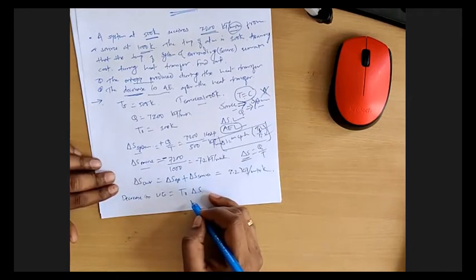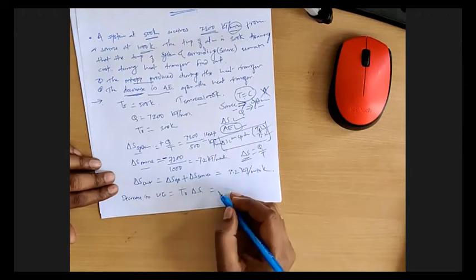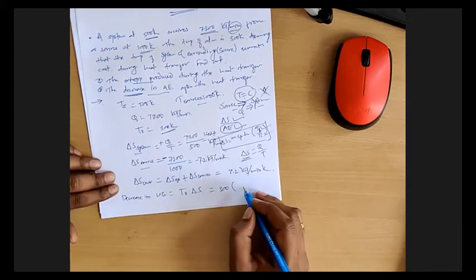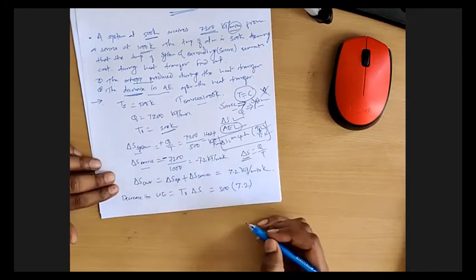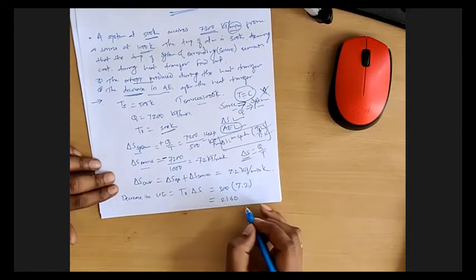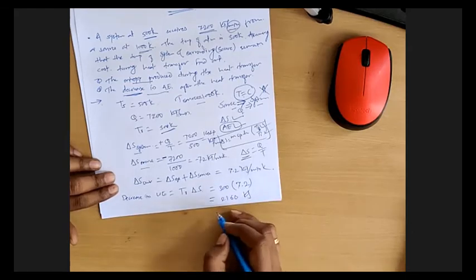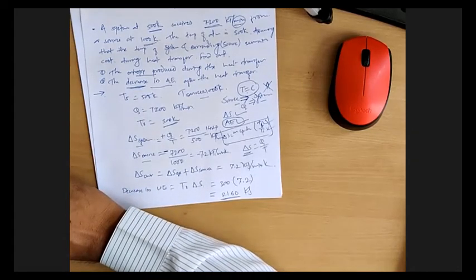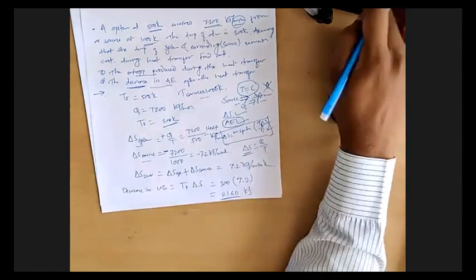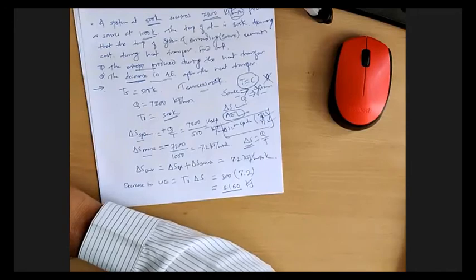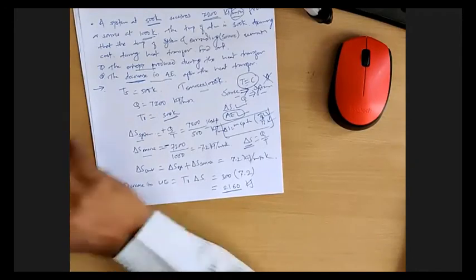T0 into delta S. So T0 is atmospheric temperature 300 Kelvin and delta S is 7.2 kilojoules per minute. And if you take product of those two, you will get answer 2160 kilojoules. So that is going to be the total decrease in available energy. Is that fine with everyone? Yes, sir. Okay. Let's move to the next numerical.